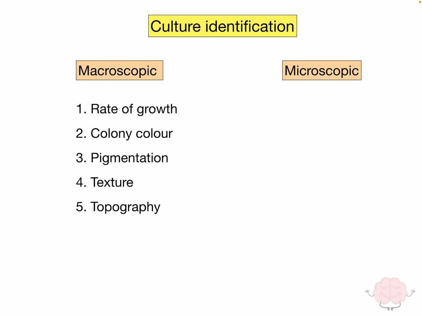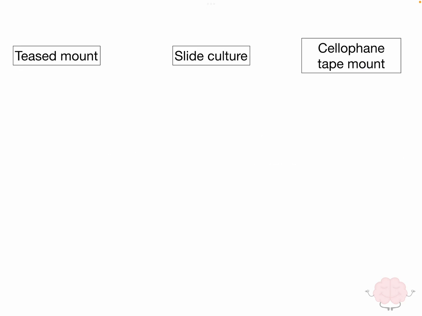For the microscopic identification, we go for three methods: the Teased-Mount method, the slide culture method, and the cellophane tape method. In the Teased-Mount method, we do nothing but create an LPCB mount over the slide. We take the sample from the culture media and put it on a slide. We put some drops of the lactophenol cotton blue reagent, and then we put a cover slip over it, and it is observed under the microscope for hyphae and spores.